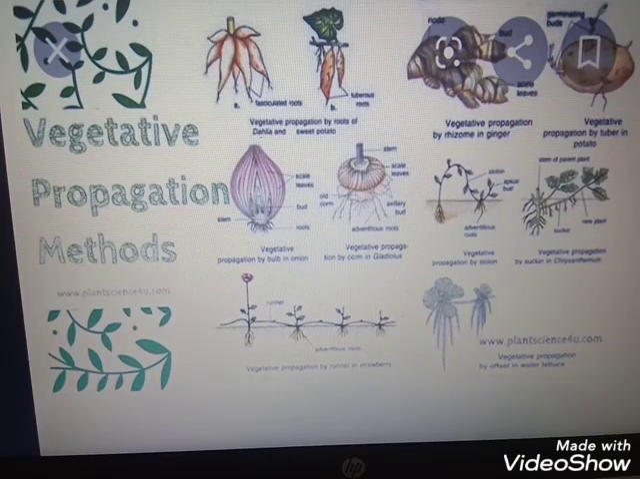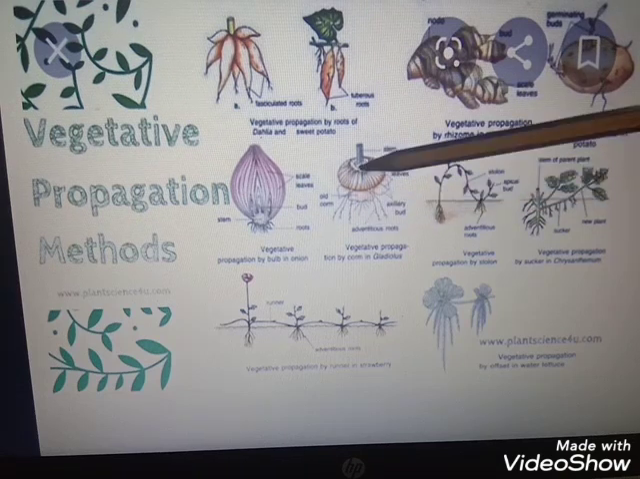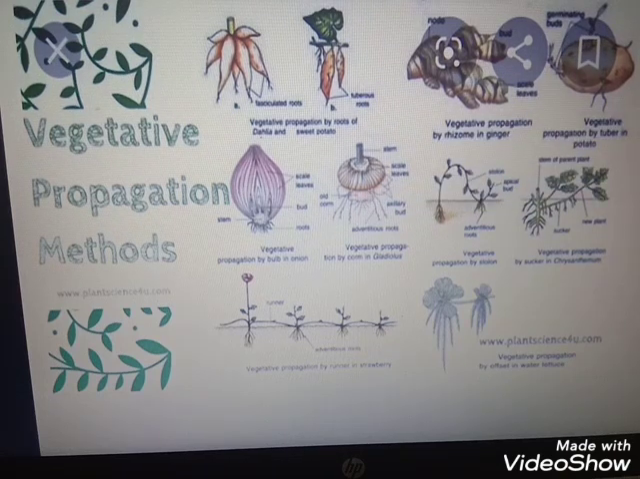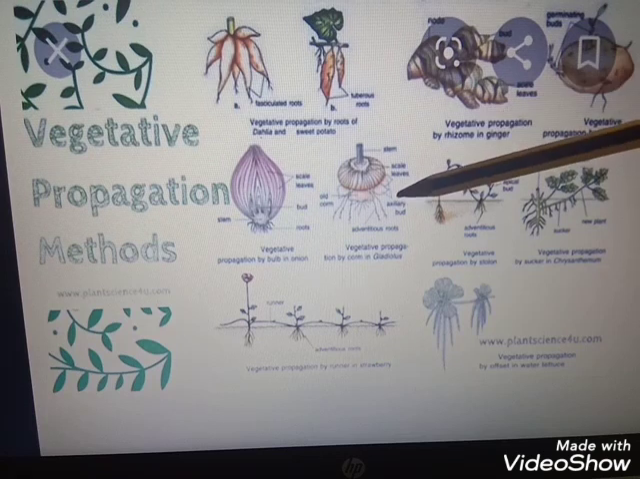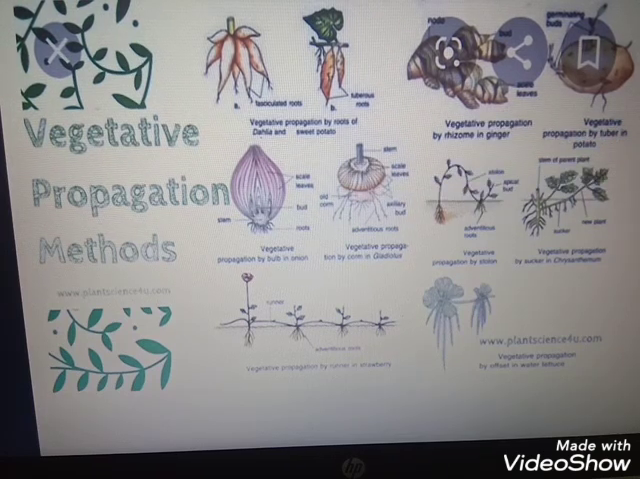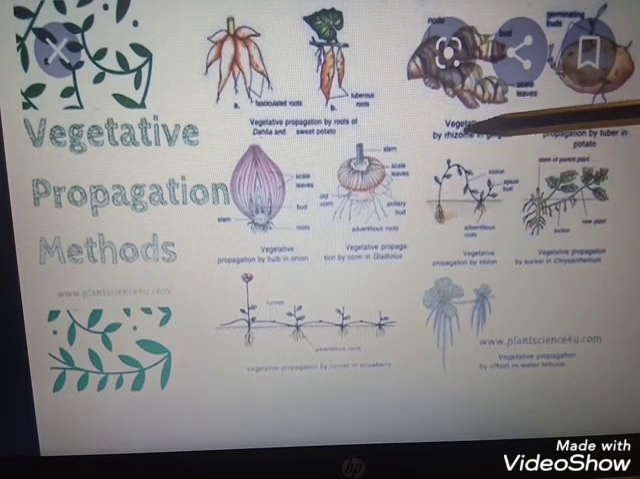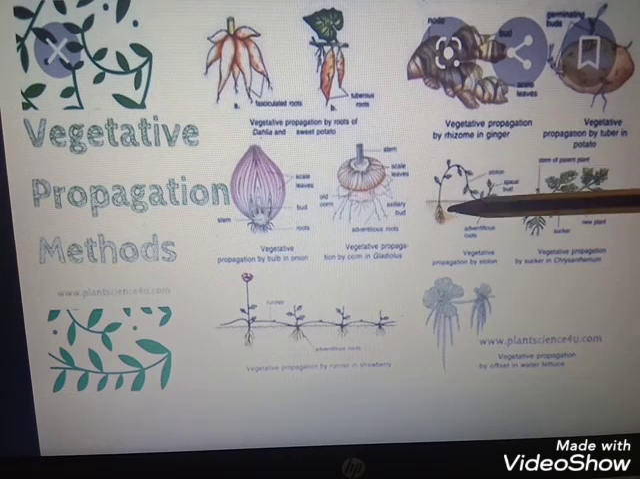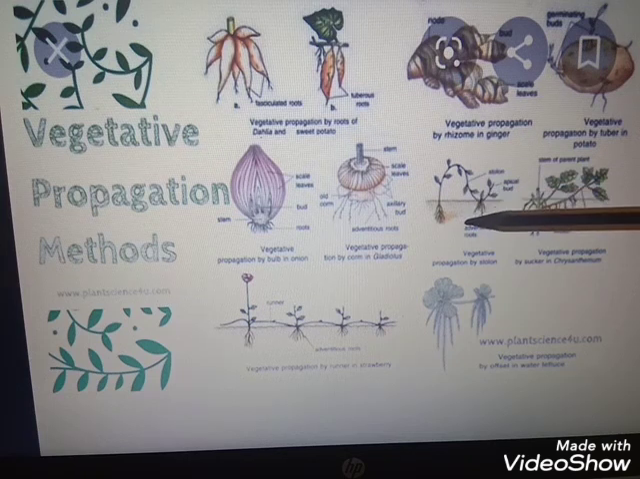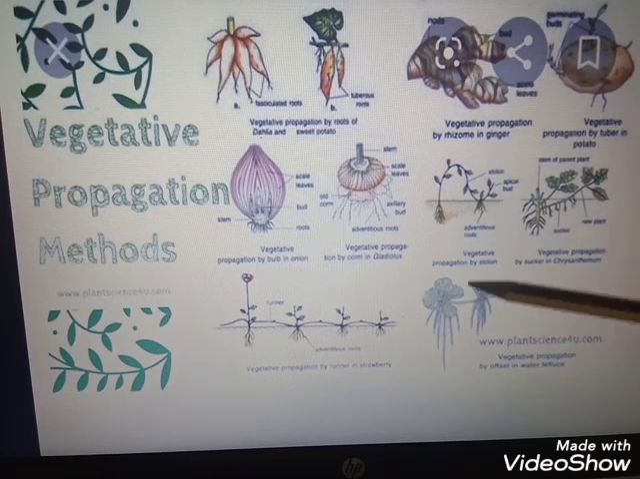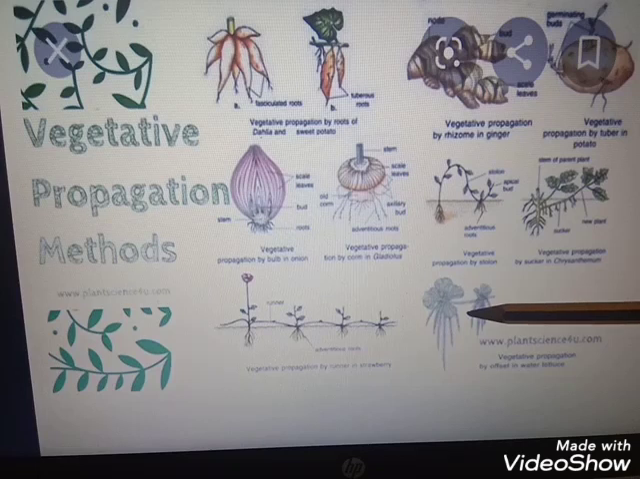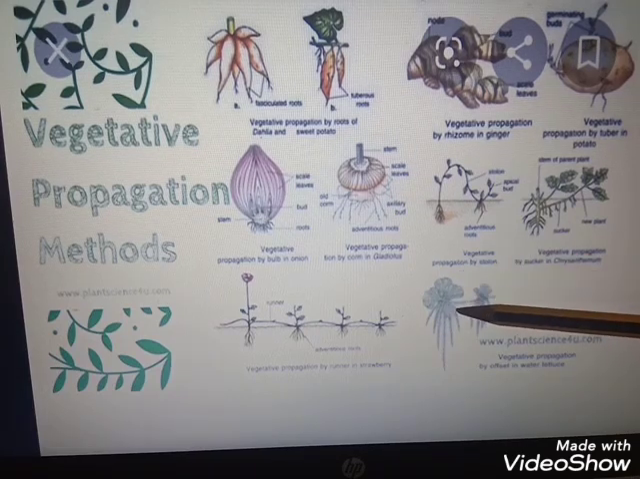Then in the case of the runner, the new one also arises from the axillary bud. Clear? And here the plant gets bent. What happens? The plant gets bent, then new roots arise from this bending portion. These roots are fixed into the soil and they can lead a separate life. And this is an example for Eichhornia and Pistia. Eichhornia and Pistia show offset type of vegetative reproduction.